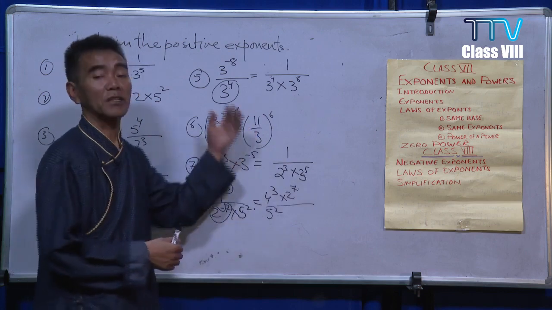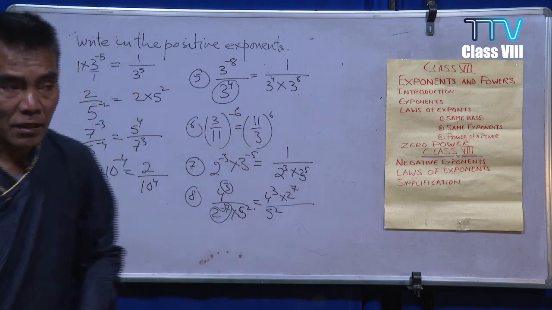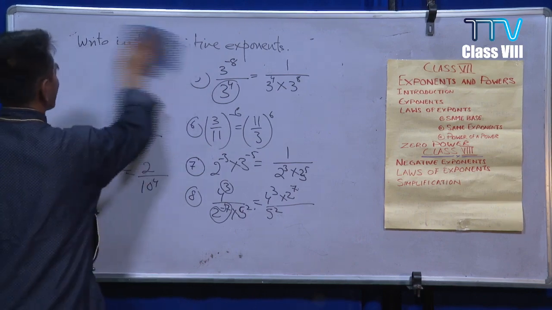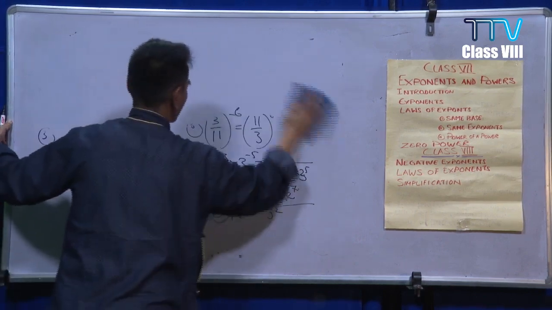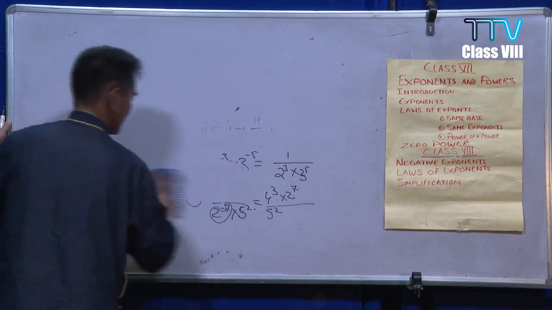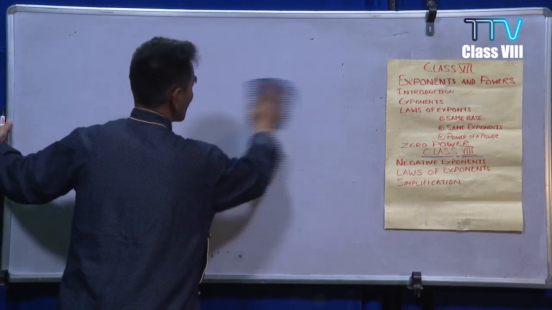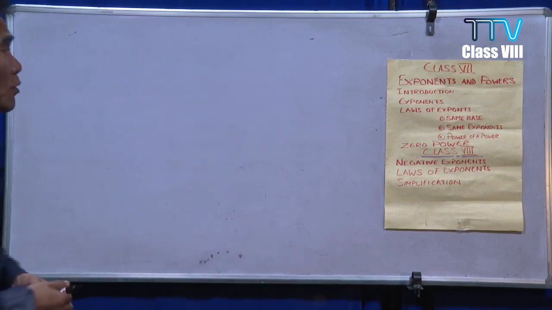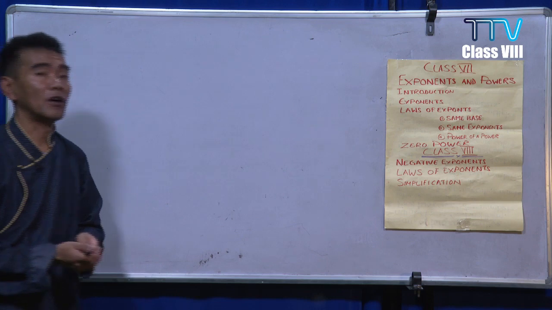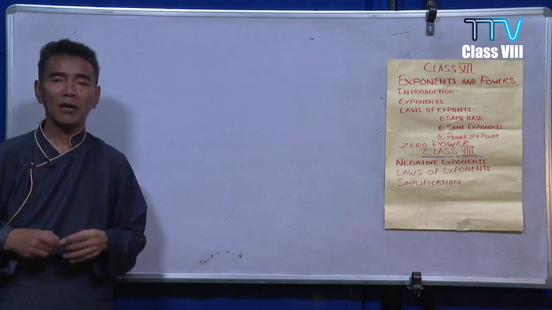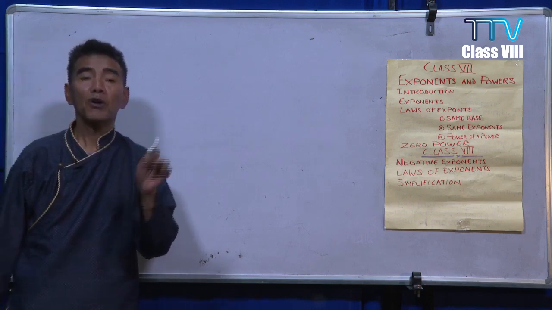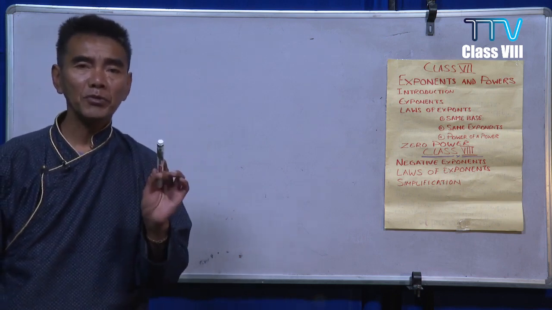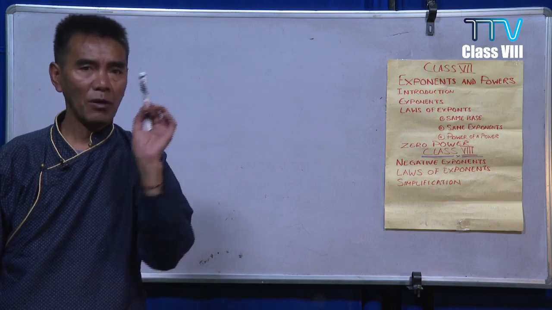The laws of exponents, the thing from class 7, which again we do. The laws of exponents, the basic way. In multiplication, when the bases are common, the powers are added. In division also, when the base is common, the powers are subtracted.